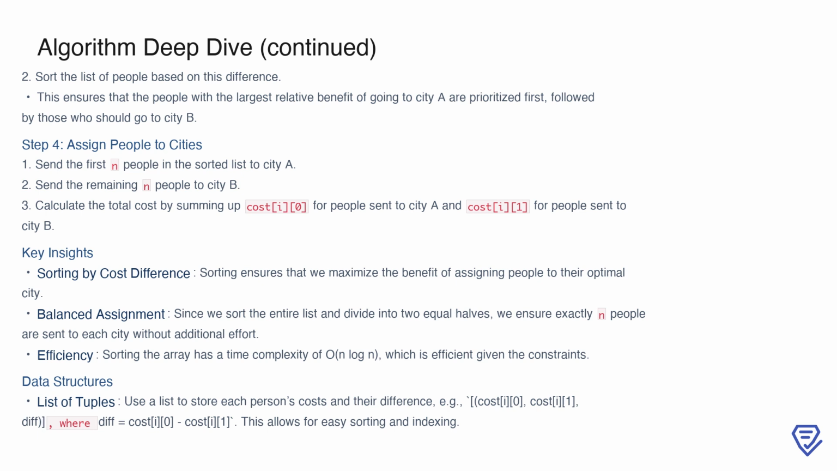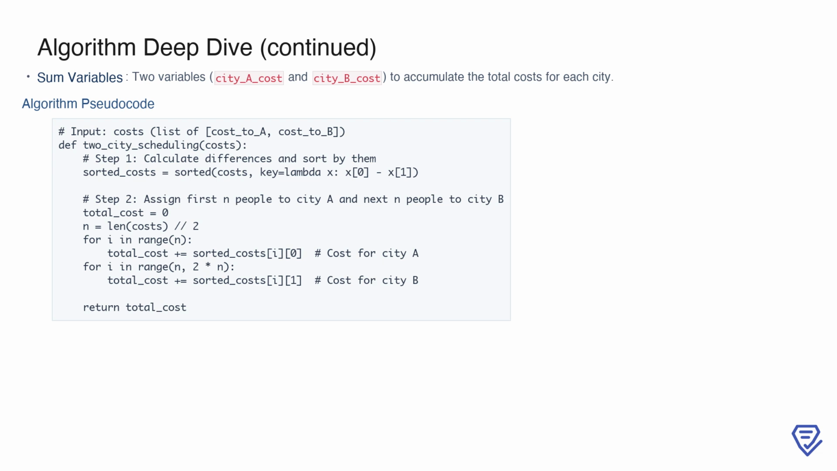To implement this, we can use a list of tuples to store the costs and the calculated differences for each person, making it easy to sort and index the data during the assignment process. To keep track of the costs, we can use two variables, city_A_cost and city_B_cost, which will accumulate the total costs for city A and city B, respectively.